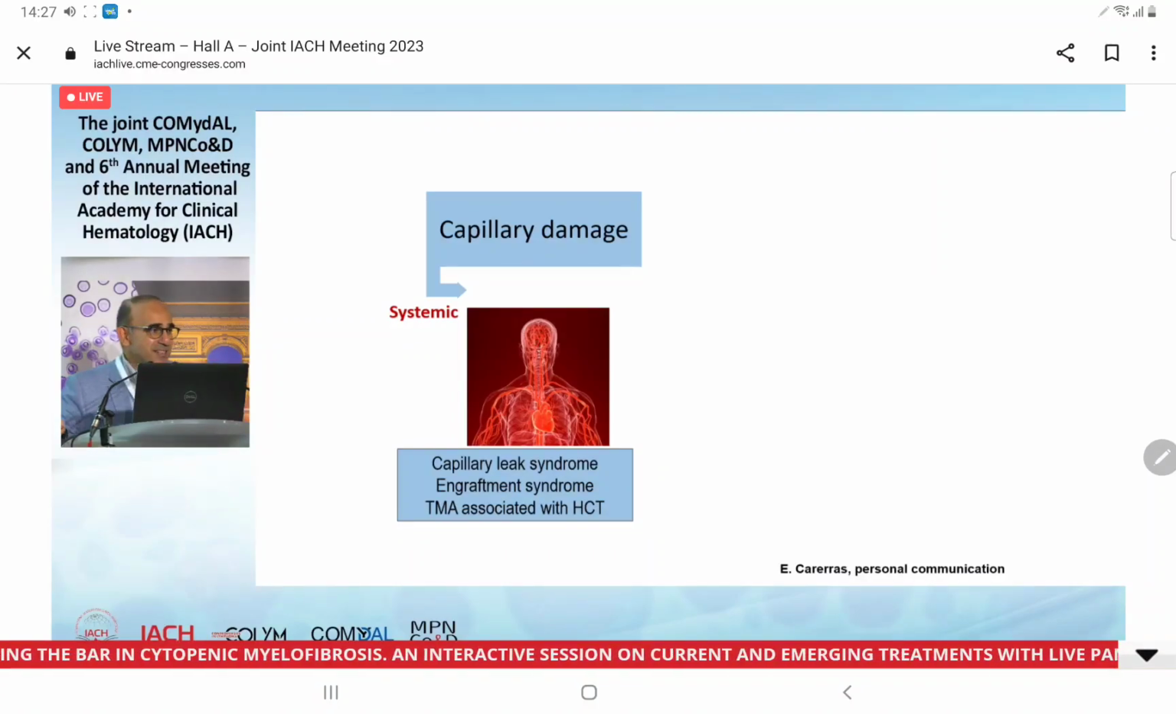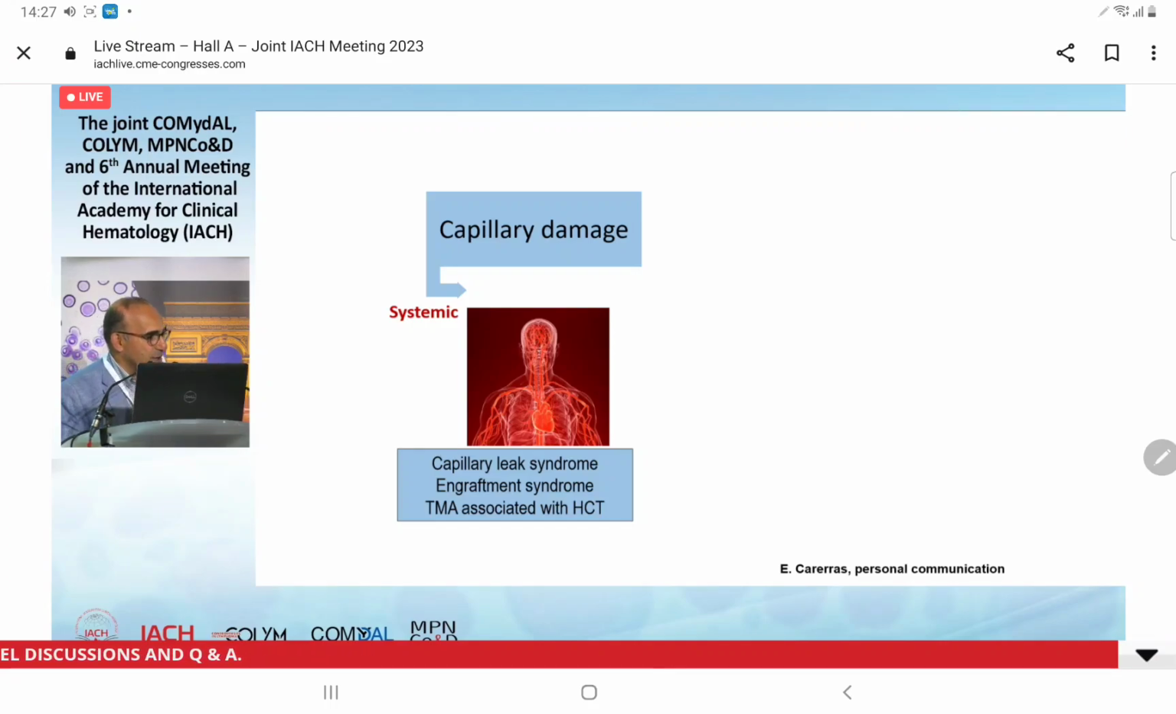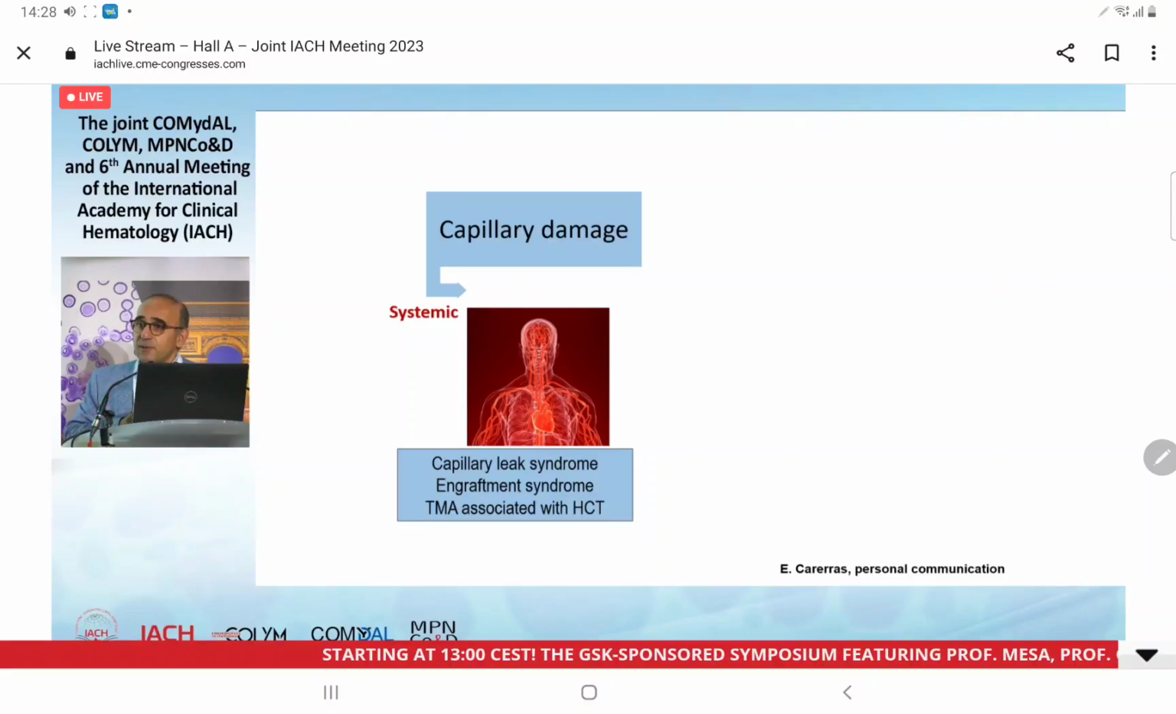And the most senior colleagues in the room may remember that in the early 90s, when GCSF was approved, there was a warning about capillary leak syndrome and GCSF. Obviously today, that's not really a big matter of concern. But it has been, I would say, back onto the podium recently with the approval of new families of drugs like tagraxofusp for BPDCN.